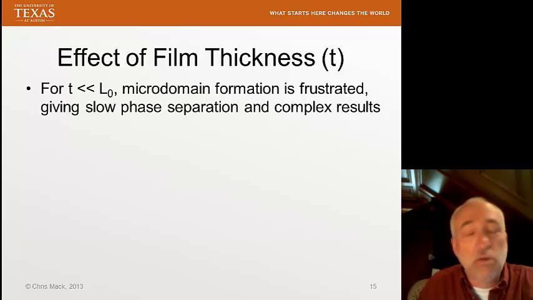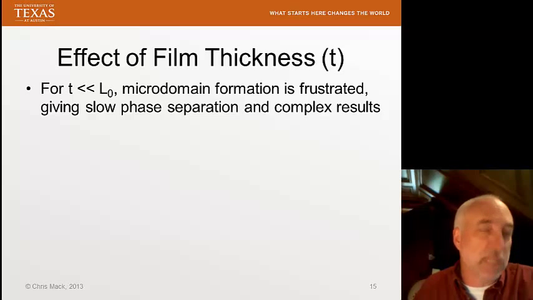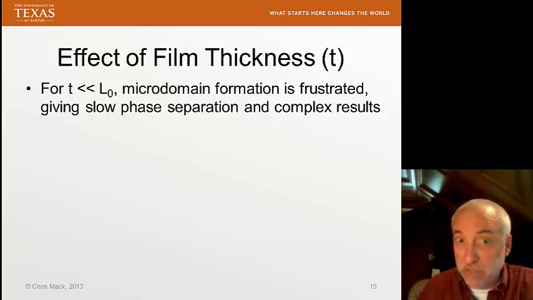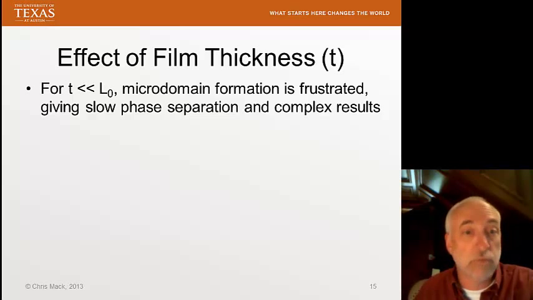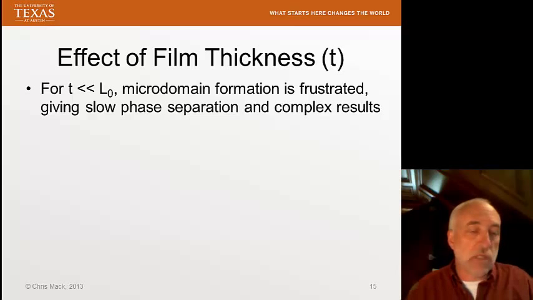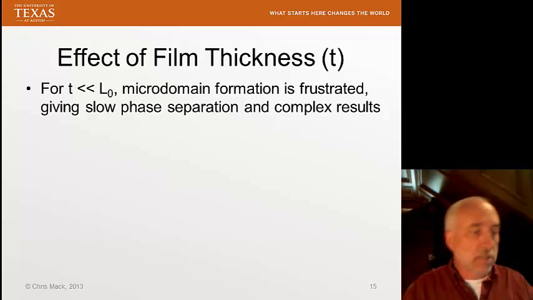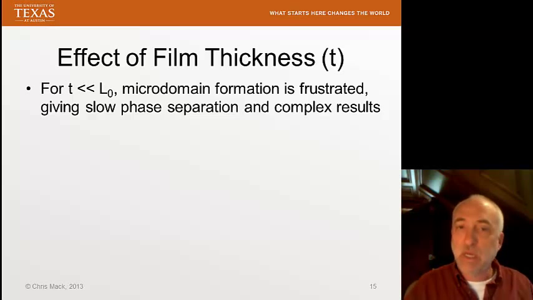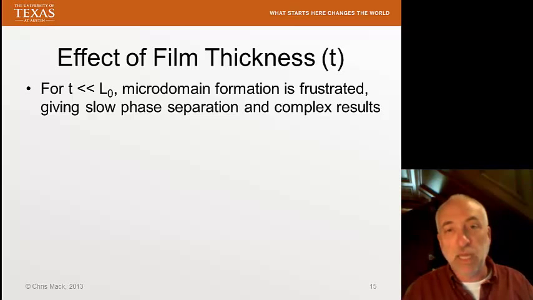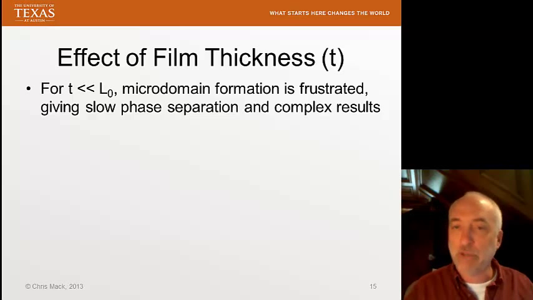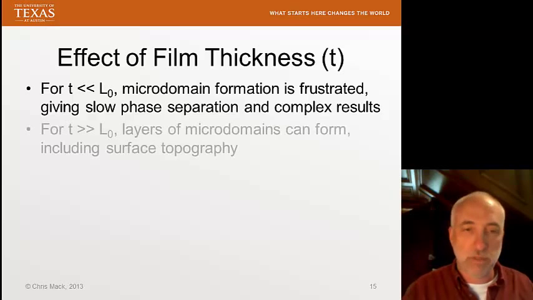Whenever I try to coat this film onto a substrate, my film thickness is very, very small. If it's less than L0, the natural period, what happens is the microdomain formation becomes frustrated. It just doesn't have enough room to rearrange itself. Even if I anneal it to let it move around and find its lowest energy configuration, if I don't have a thick enough film, I can't rearrange and I get no phase separation.